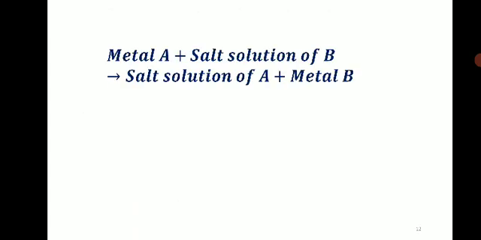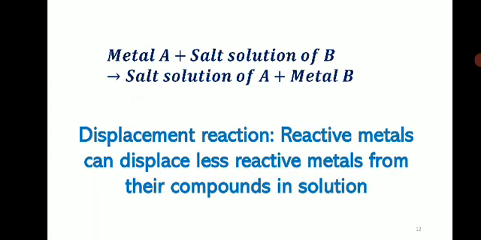To test the reactivity of any metal, this displacement reaction is very important. Thus, when we are given two samples, metal A is a pure metal and B is in the form of its salt solution, then the reaction is metal A plus salt solution of B equal to salt solution of A plus metal B. This is called the displacement reaction, where reactive metals can displace less reactive metals from their compounds in solution, by which we can determine the reactivity series of metals.